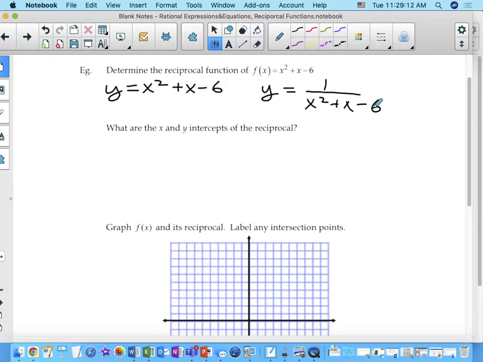Okay, now always, always, always factor, because when we are graphing these reciprocal functions, we need to know where this function is undefined, because just like the linear function, we're going to have vertical asymptotes at those spots. So we would want to write this instead as, okay, we need it to multiply to negative 6 and add to 1. So that's x plus 3 times x minus 2.